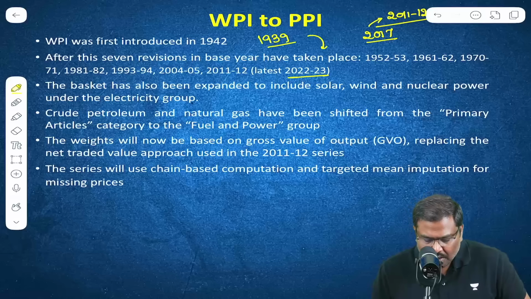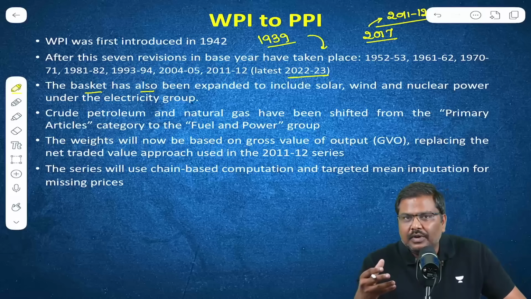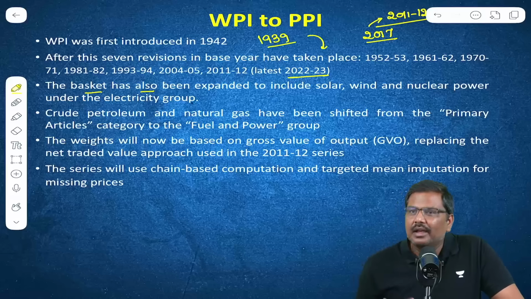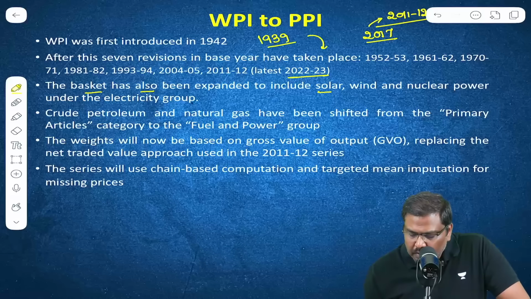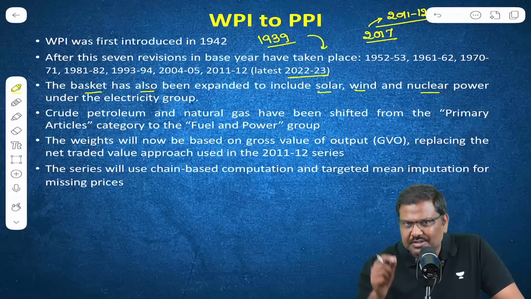Now, in addition to these changes, what are the other important changes? Point number one, the basket has been expanded to cover certain important items currently being promoted by the government of India, such as solar, wind, nuclear power, etc.